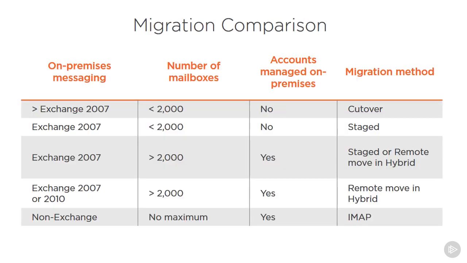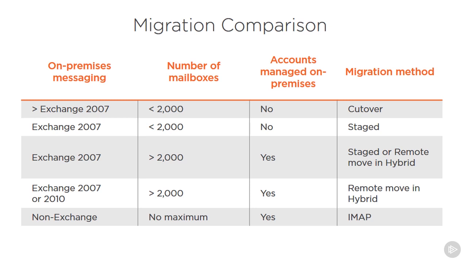So we've been through a lot of options, a half a dozen of them to be precise. Let's look at this table to kind of summarize what we've gone through and help you make the best decision. As you can see, the top row, if you're running Exchange 2007 or greater, and you have less than 2,000 mailboxes and you're not managing your accounts on-prem, use the cutover migration method.